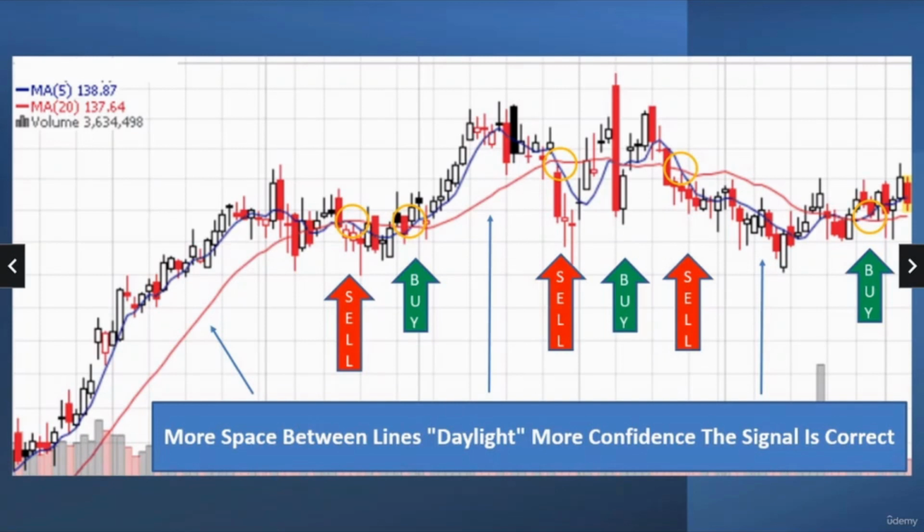And then after that second buy signal, we see another big gap come up, and so we have another run up in this particular security, where we can have confidence that that signal is correct, and so on throughout the rest of the chart. So when you're looking at moving average crossovers, look for the crossover, but also look back over time at how wide that gap is, how much daylight there is between the two lines, to give you another extra level of confidence that you're making the correct move.